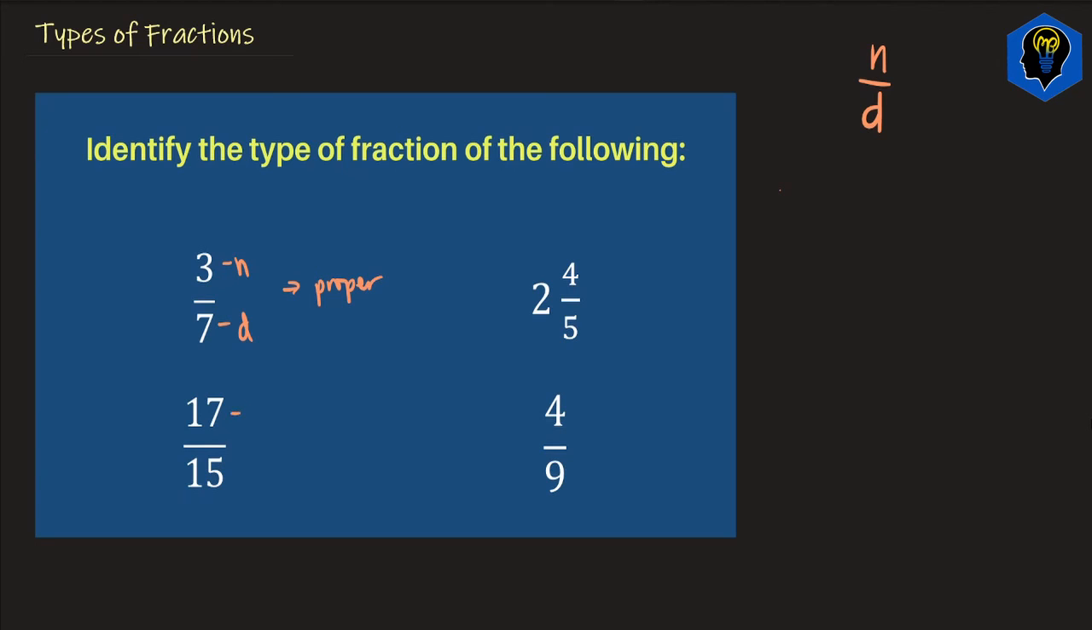Next, the numerator is 17 and the denominator is 15. So this time, the numerator is greater than the denominator. So this one is an improper fraction. And this one has a whole number plus a fraction. So we call this mixed number.